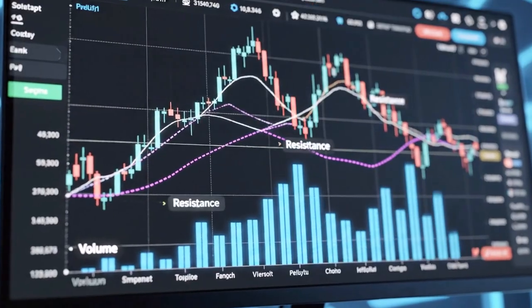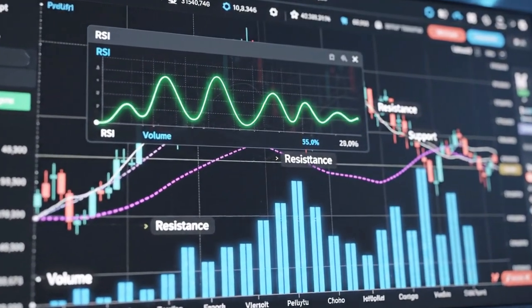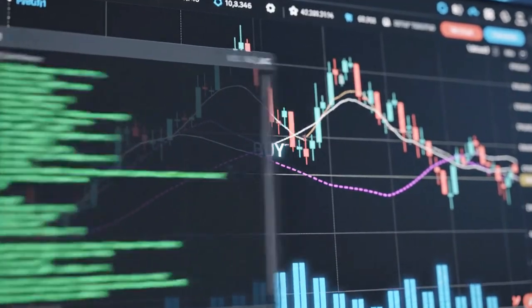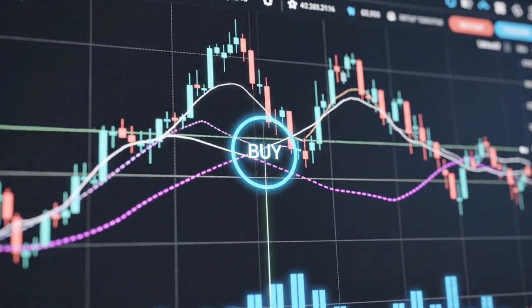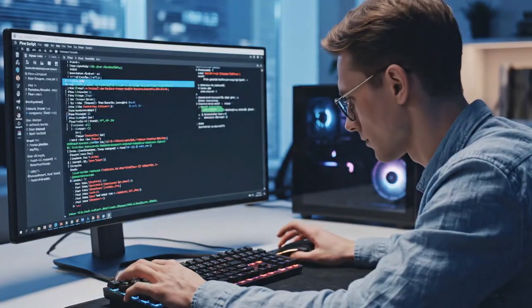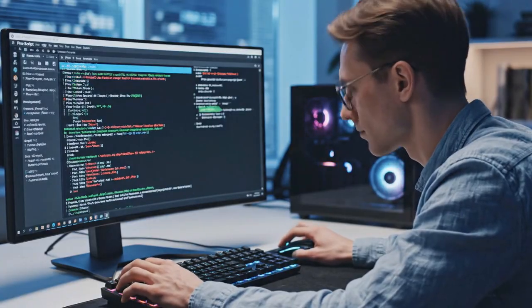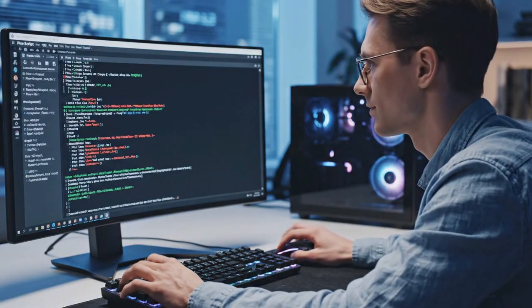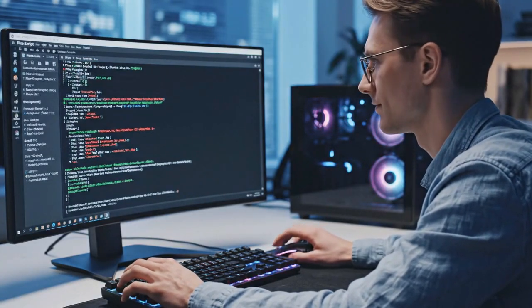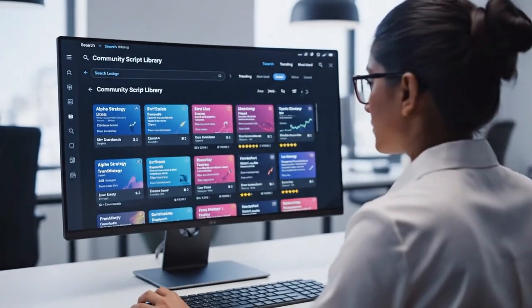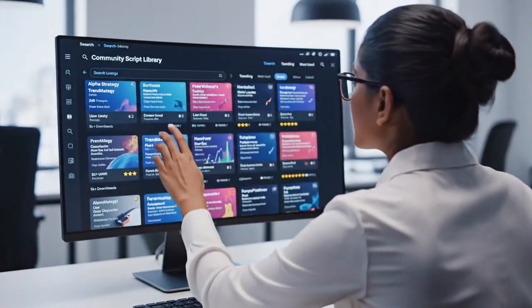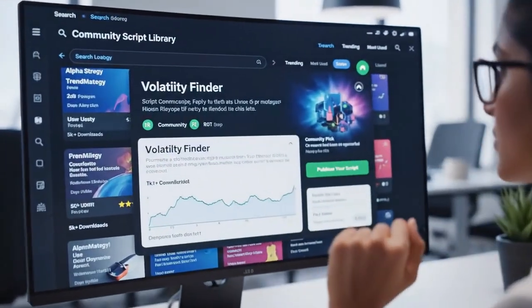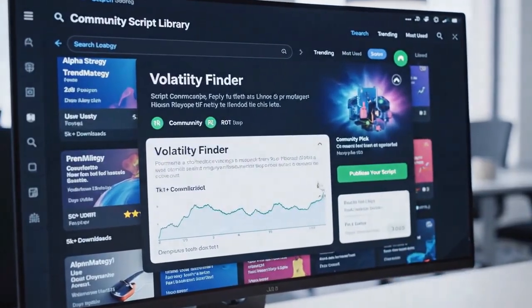Layer custom indicators, drawing tools, and scripts to fine-tune your strategy and spot setups others miss. Share your ideas, browse thousands of community-published scripts, and use what other traders created to speed up learning.